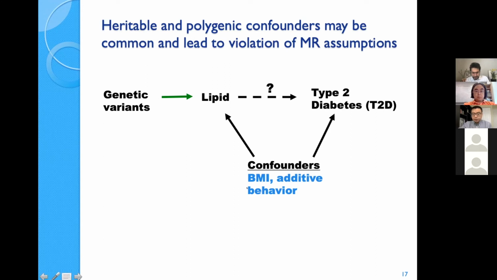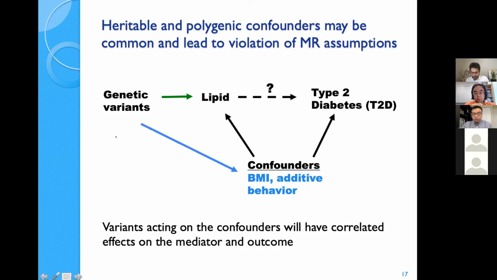So in this case, these confounders are more complex. They're not just environmental exposures like smoking. They're actually genetic, meaning they can be affected genetically. That's what we call heritable confounders, right? So you could imagine there are a lot of genetic variants acting on BMI or addictive behavior. It's a genetically determined confounder. Then variants acting on the confounders would have correlated effects on both the mediator, the lipid in our case, and the outcome, right? That could create a problem, because it creates a correlation of genetic effects on lipid and genetic effects on diabetes across many variants, because all these confounders I described here are what we call polygenic. In other words, there are many variants that can potentially affect BMI or addictive behavior, right?